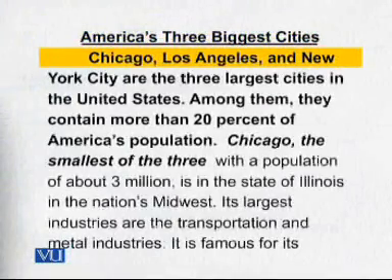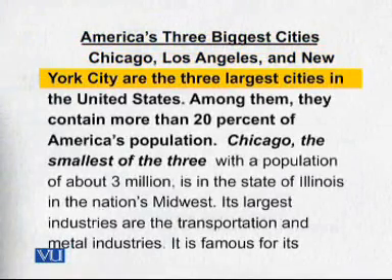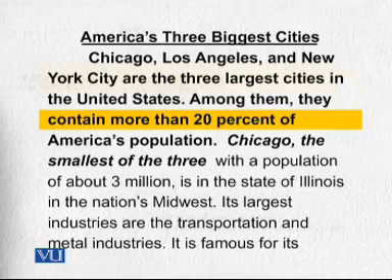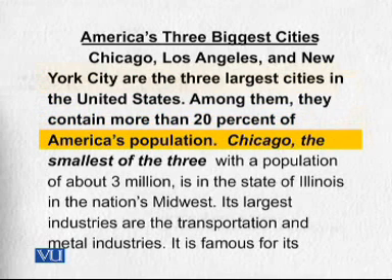Very simple thing. In this topic, 3 biggest things, we'll say the most important, the second most important, the third most important, okay? In a listing paragraph, it would have been just mentioning of the 3 cities, not saying which one is most important and which one is least important. In order of importance, it goes this way. Chicago, Los Angeles, and New York City are the 3 largest cities in the United States. And among them, they contain more than 20% of America's population.